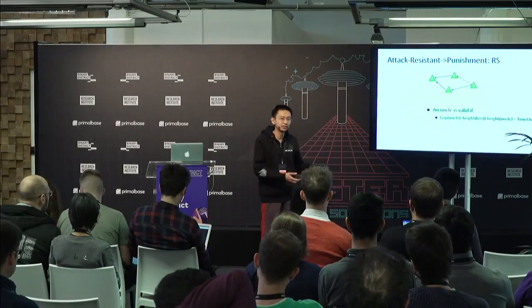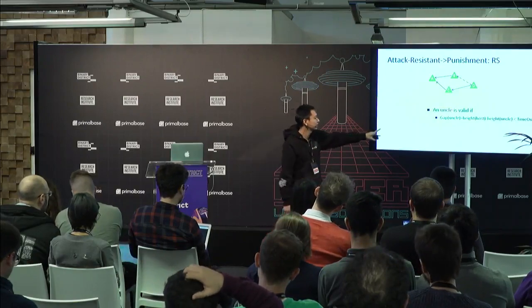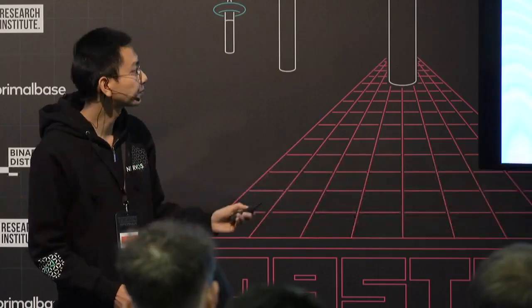The gap definition is similar to fruit chains, but it is different in one small place. Instead of considering the gap as the height difference between the host block and the pointer block, in this protocol the gap is defined as the height difference between the host block and the uncle block itself, so that we don't consider who is your ancestor. We only consider the height of yourself.